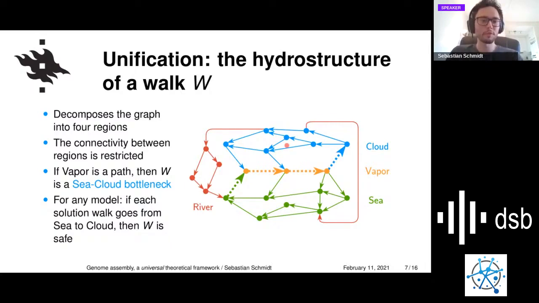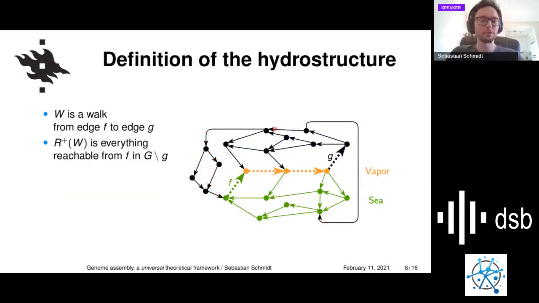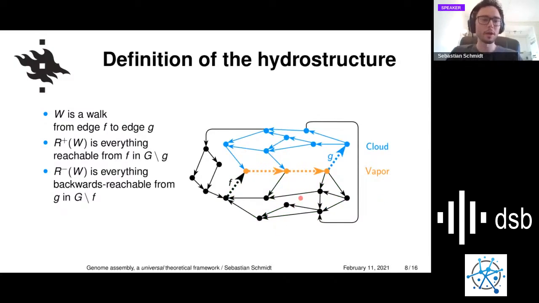Okay, so much for the abstract overview. Let us go into the definition. So I have again the walk W. I call the first edge F, the last edge G. And now we define two sets, R plus of W, R minus of W. R plus of W is everything reachable from F without using G. So it's this colored region down here, the vapor and the C. R minus of W is everything backwards reachable from G without using F. So it's this colored region up here, the cloud and the vapor.